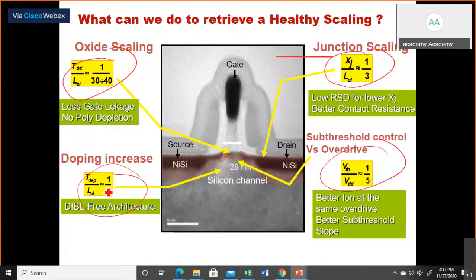For doping increase, what should we do? We should keep a ratio of 1/3 to make a DIBL-free architecture. To avoid the gate poly depletion effect, TOX by L should be in the ratio of 1/30 to 1/40. So these are the things.